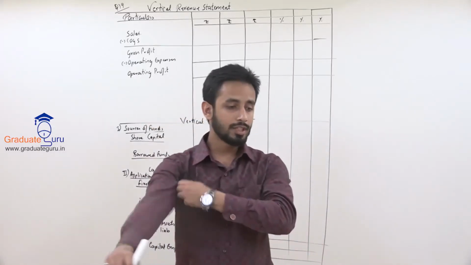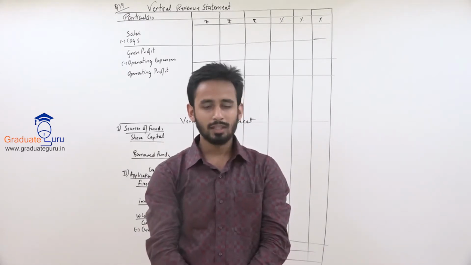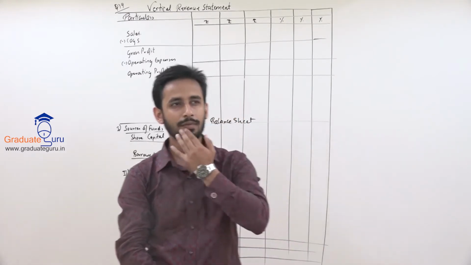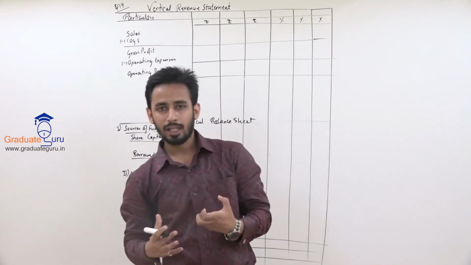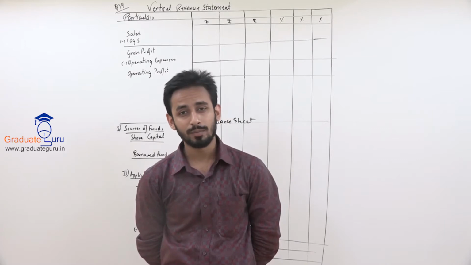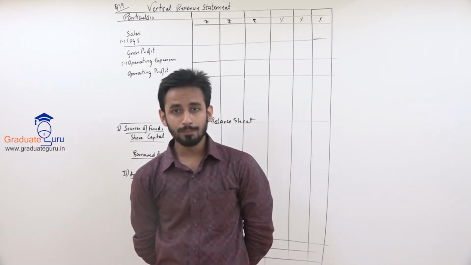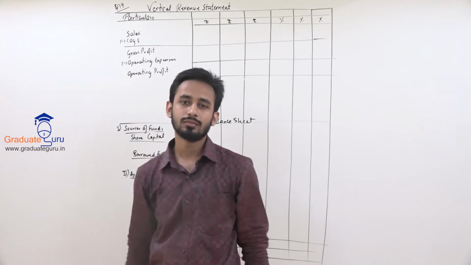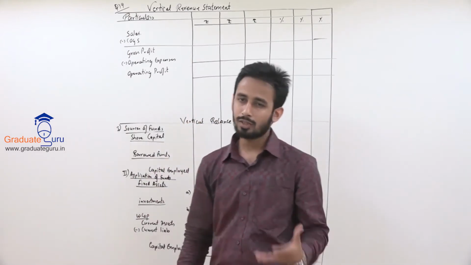Last time we came with the chapter trend analysis, and today we'll wind it up with the chapter, right? Last time we did balance sheet, vertical balance sheet and vertical P&L account, that is vertical revenue statement. We did individual, now we'll just mix it up. Okay, my format is ready as usual.